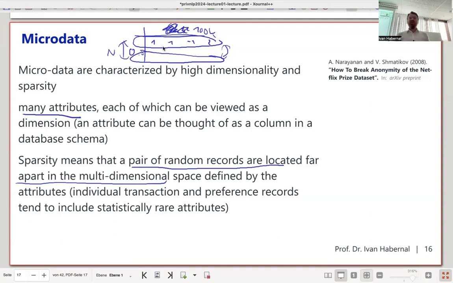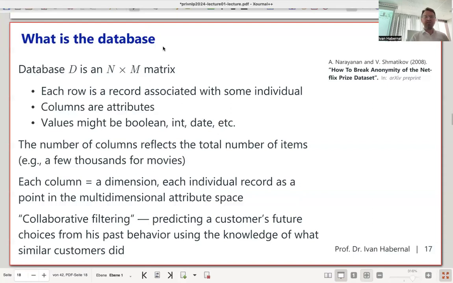Which is a bad thing, because once you find a matching of the sparse vectors, it will help you to identify these persons. Again, the database is an n times m matrix, and each row is associated with some individual, and the columns are attributes. In their attack, they didn't consider only Boolean or integer values. It could be some sort of value like didn't like, or -1, 1, 2, or something like that. And the number of attributes or columns is the total number of items, so a few thousand for movies.